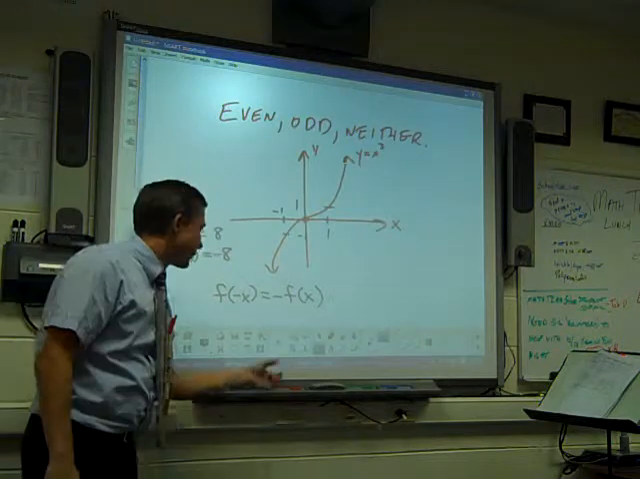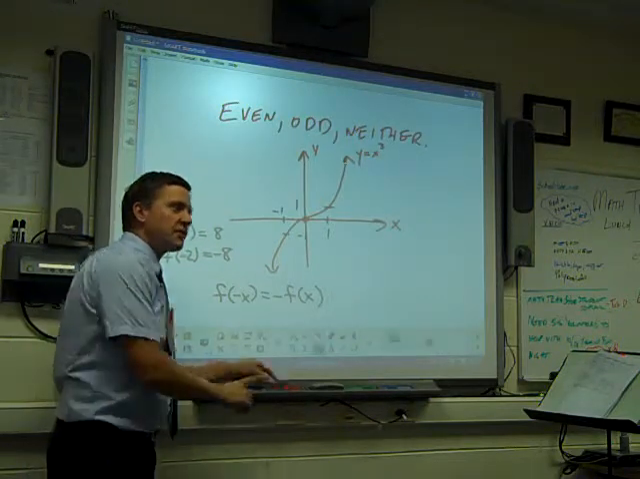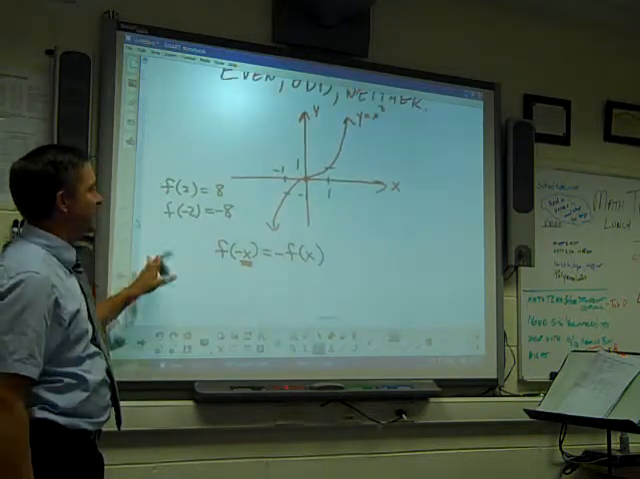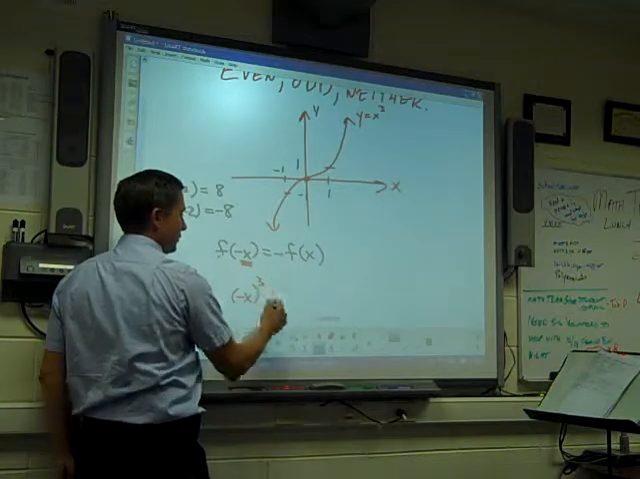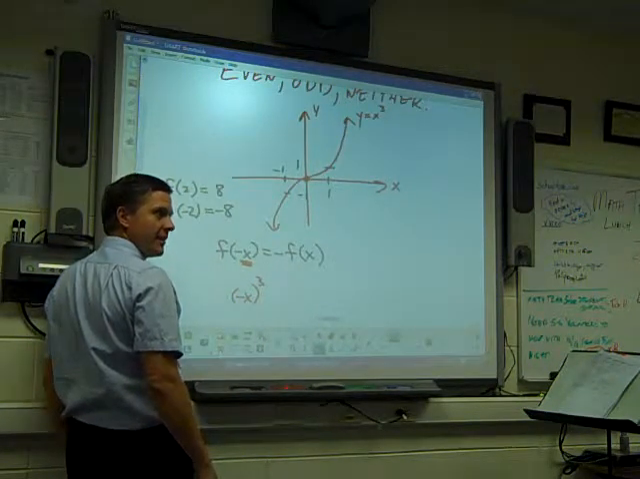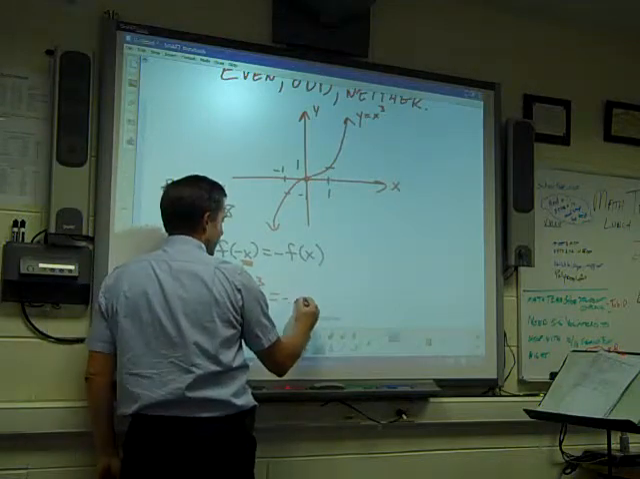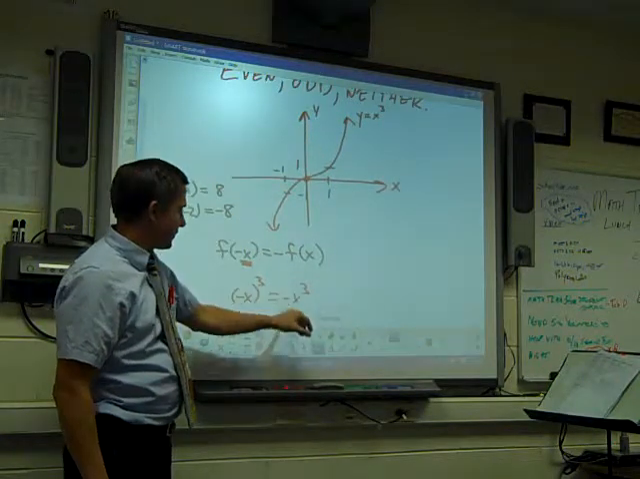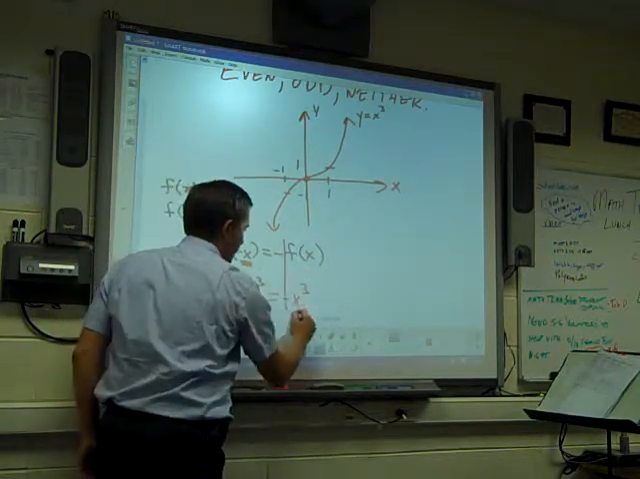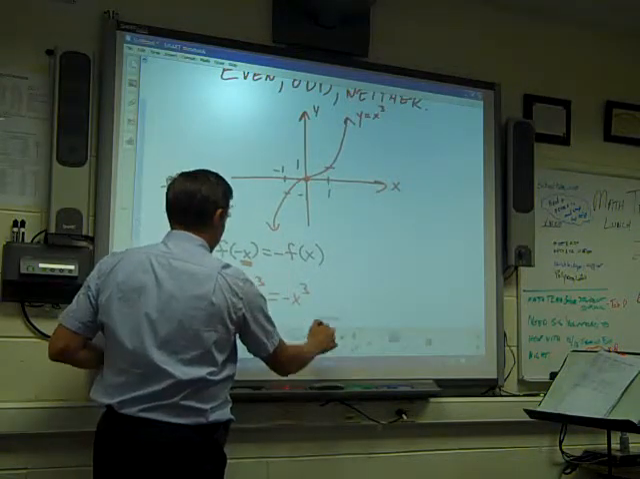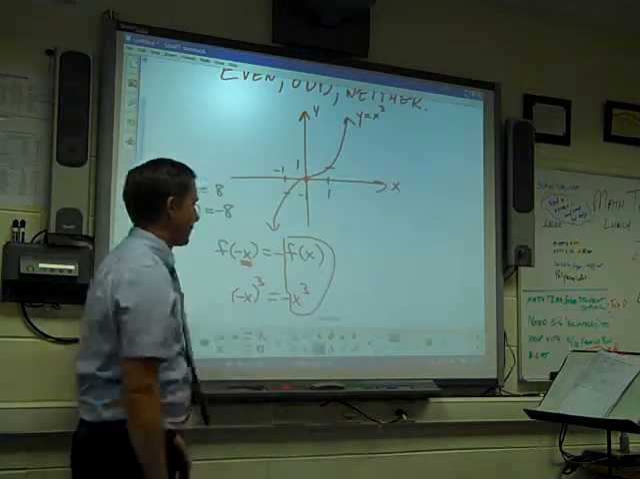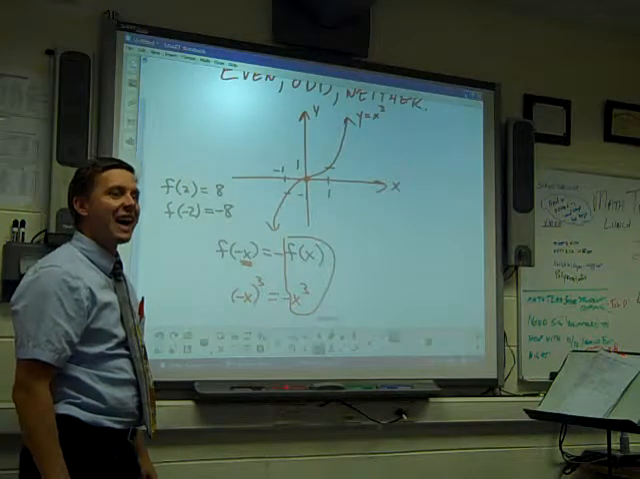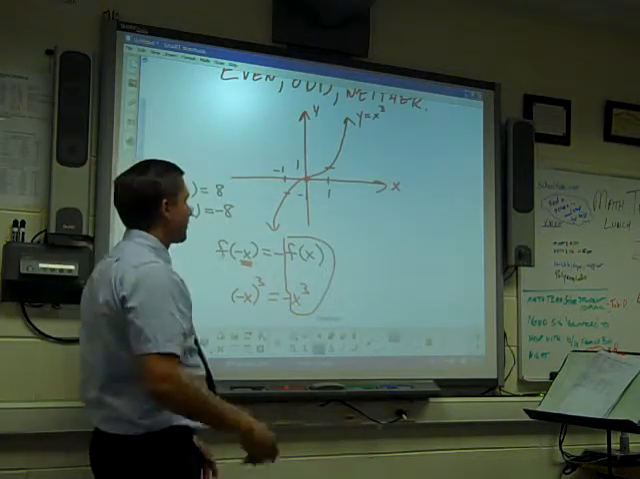The good news is we can use the same test. You substitute in negative x. So if I put negative x into x cubed, negative x cubed, what do we get? Negative, negative, negative is a negative x cubed. Is that the opposite of the function? Yes. Because what is the function? The function is x cubed. Do we all agree? The negative's here, the function's x cubed. x cubed is odd.